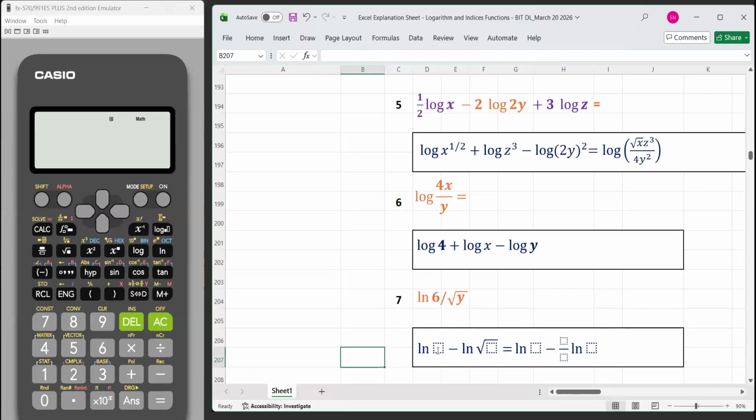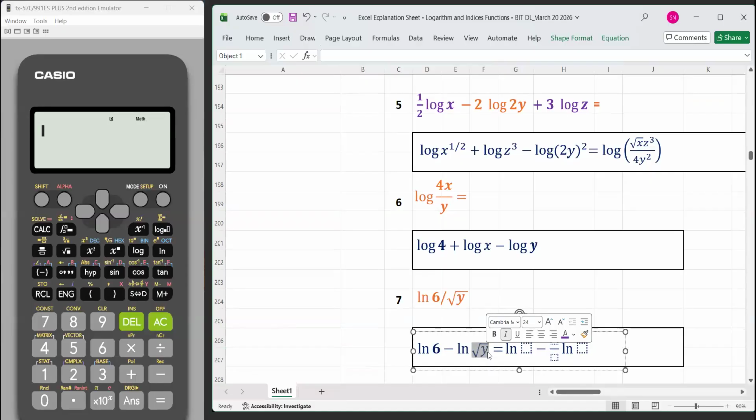Natural log of 6 minus natural log of square root of y. Now, if we change square root of y to raise the power half, do you remember? Yes. Square root of y is the same as raise the power half. If we do that, then we use the power rule to let the half come to multiply.